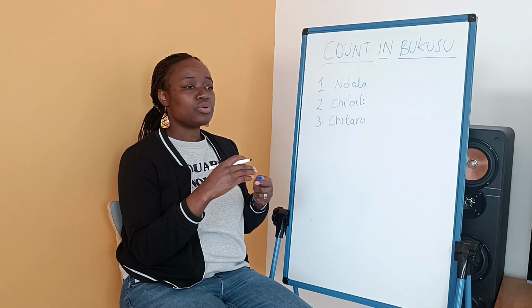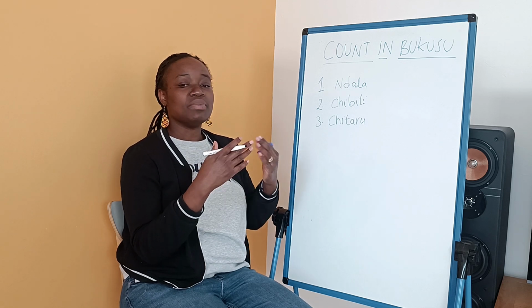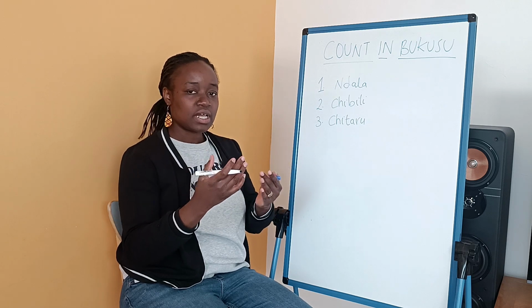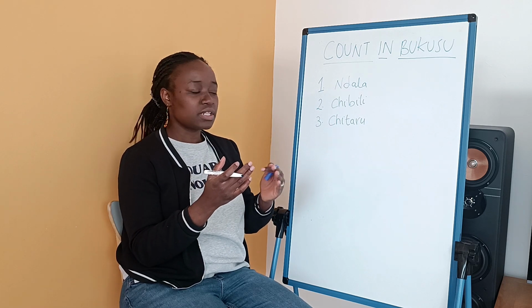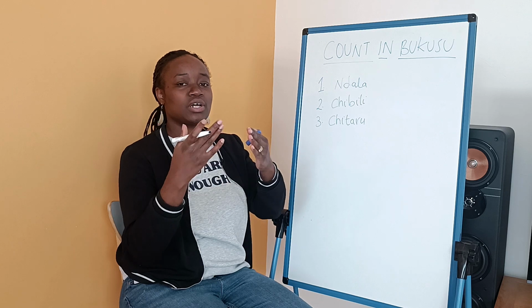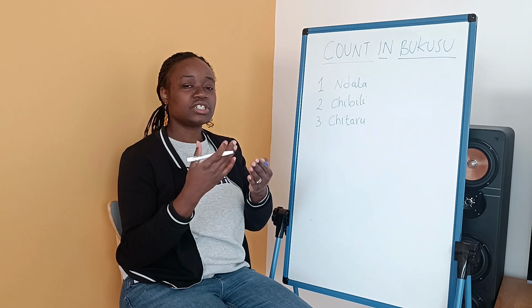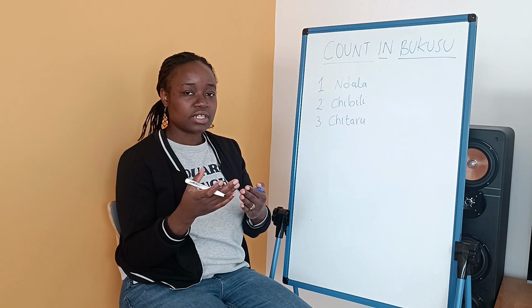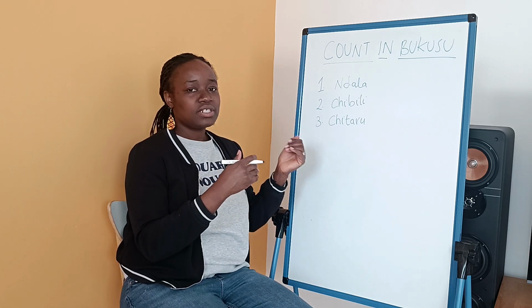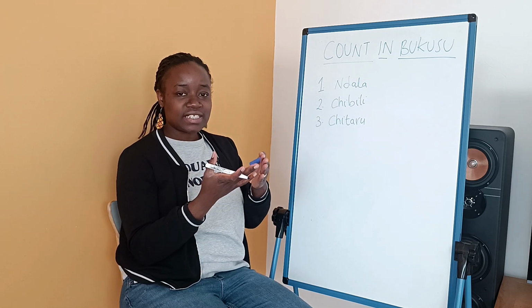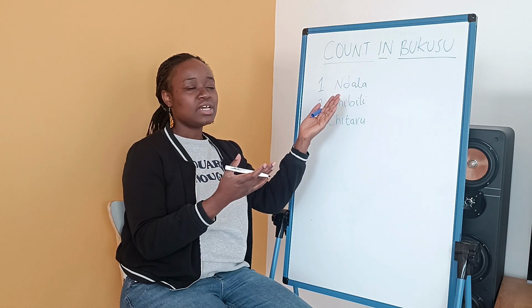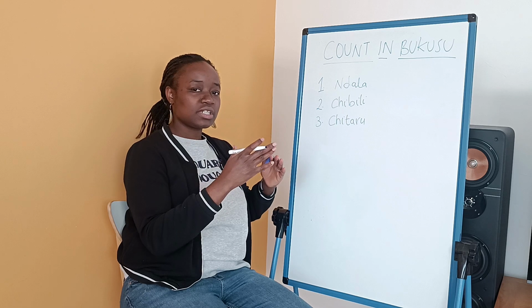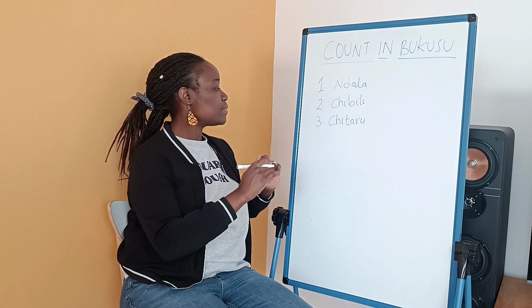Again, it varies depending on what you are saying. For example, if you're talking about 3 trees, you can say kimiti kitaru, because you're talking about trees. But the general word for 3 is chitaru. Chishilingi chitaru. This is 3 shillings, the money we use in Kenya. We use Kenyan shillings. So 3 shillings is chishilingi chitaru. Shilingi chibili. A shilingi endala. Just make sure you understand that this is the basic word, but it changes depending on what you're talking about.